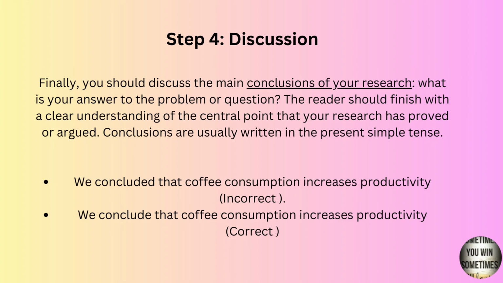Conclusions are usually written in the present simple tense. For example, we concluded that coffee consumption increased productivity. This is incorrect because the writer here is using simple past tense. And the correct form is we conclude that coffee consumption increased productivity.